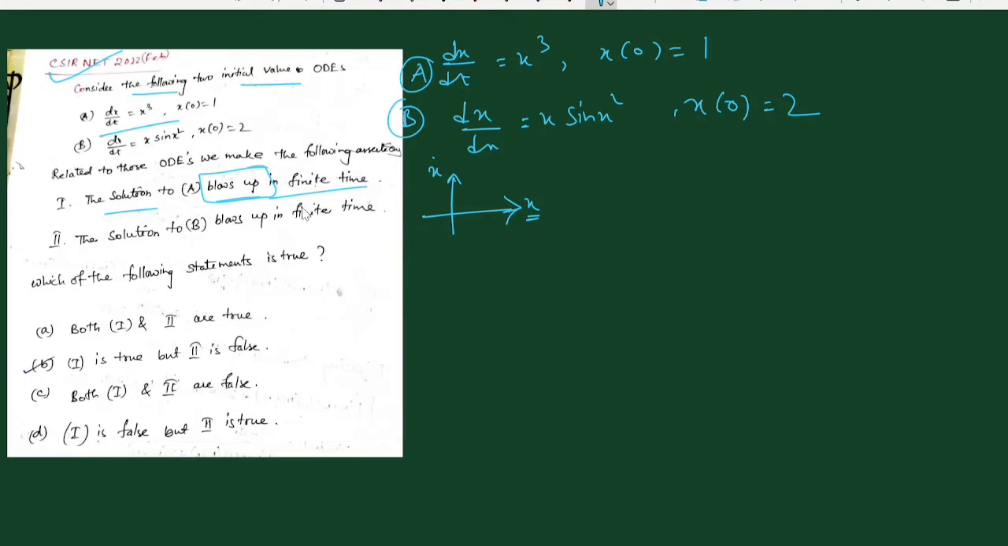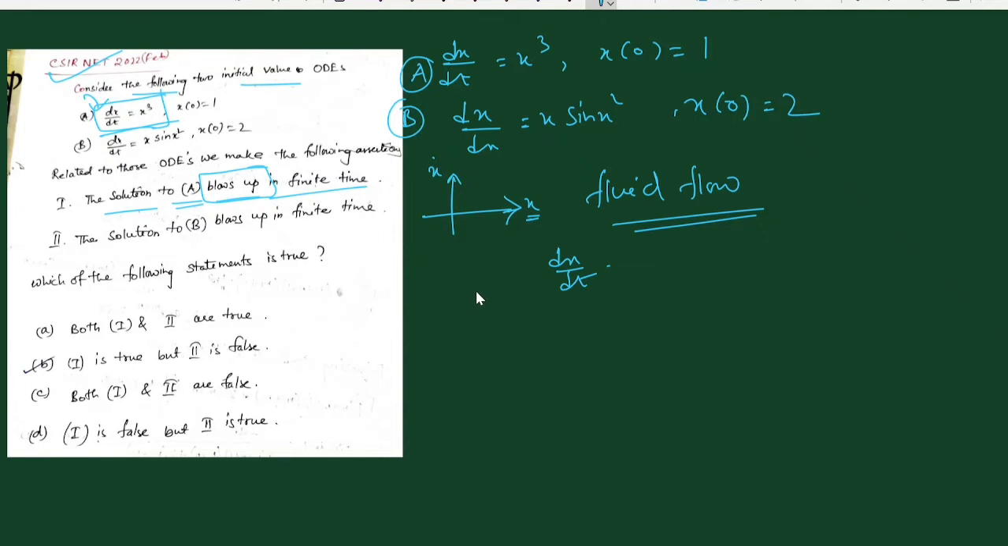So what do you mean by a differential equation physically? The physical meaning of a differential equation means fluid flow. And here the solution to a blows up, and this is the velocity of the fluid with respect to time, dx/dt. So blows up means the velocity of the fluid increases in a finite time. Blows up means this, in a finite time.